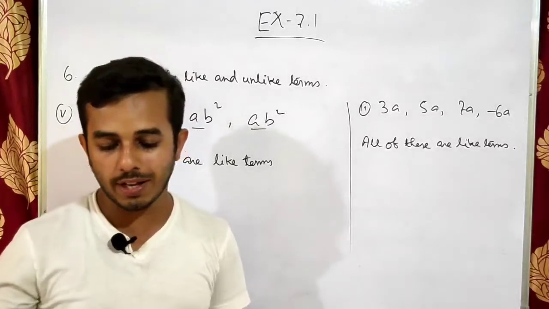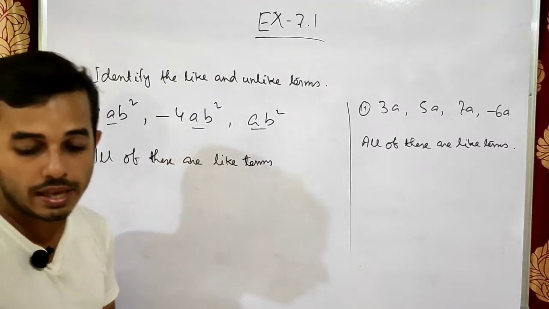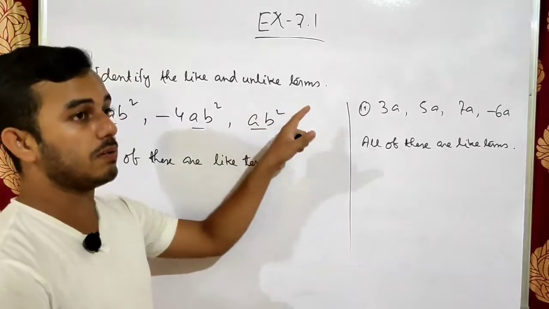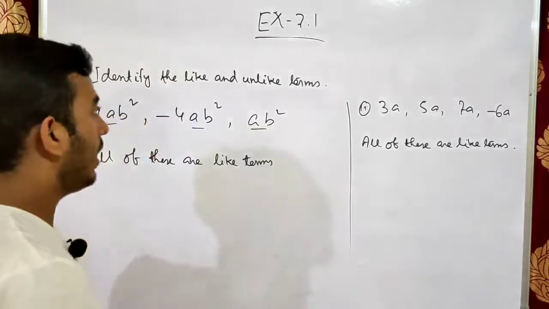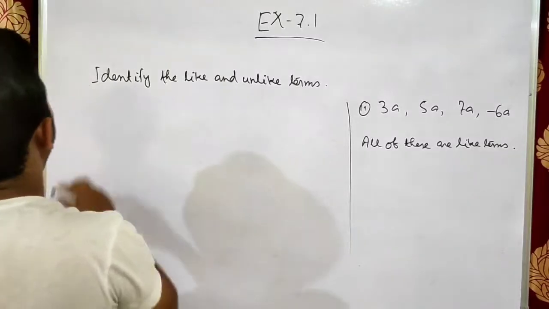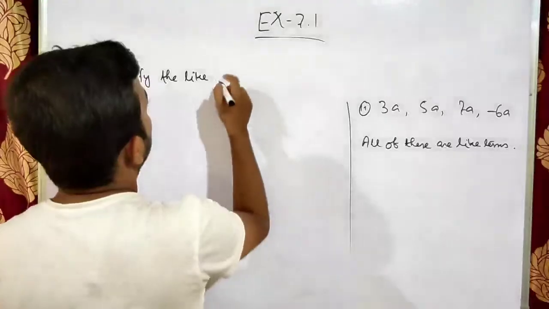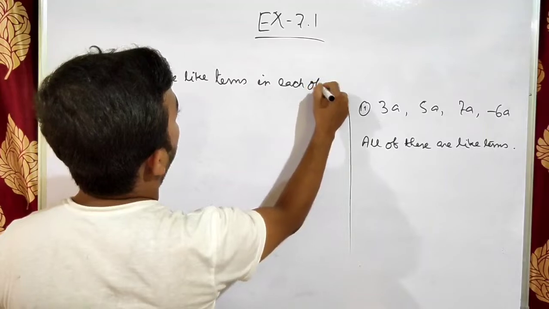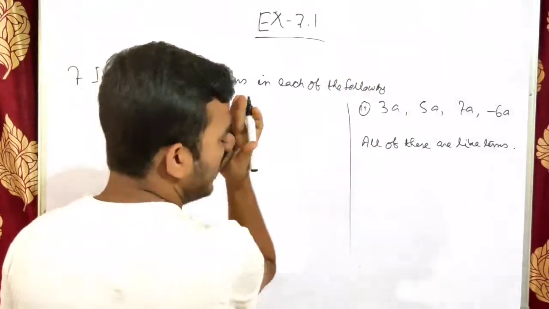So let's move to our next question, question number 7. Identify the like terms in each of the following. In our previous question we had to identify the like and the unlike terms, but in this question we have to just identify the like terms. So question number 7: identify the like terms in each of the following.